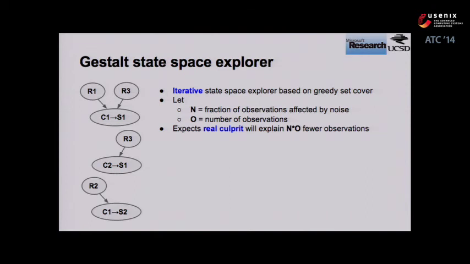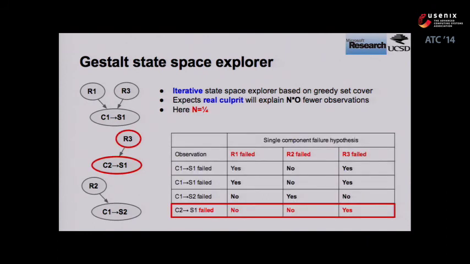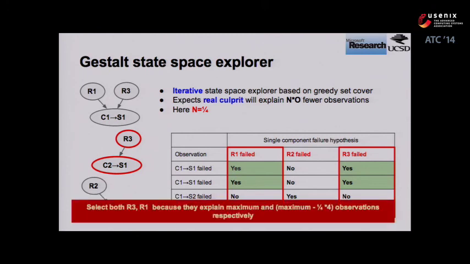If n is the fraction of observations affected by noise and O is the number of observations, then we cut some slack and expect the real culprit will explain n by O fewer observations. So here, 1/4 of the observations are affected by noise. And so our state space explorer says, while R3 does explain the maximum set of observations, R1 actually explains a sufficient number of observations, given that 1/4 of the observations are affected by noise. So we select both R3 and R1 because they explain a sufficient number of observations in the face of noise.